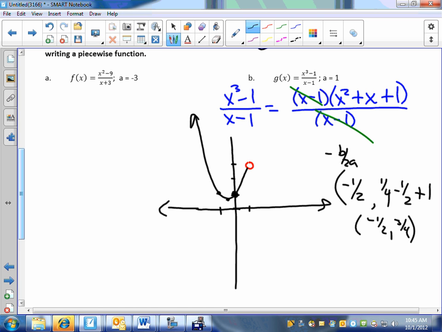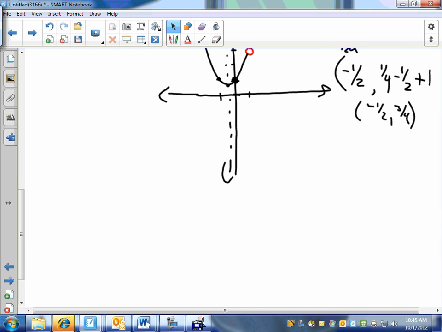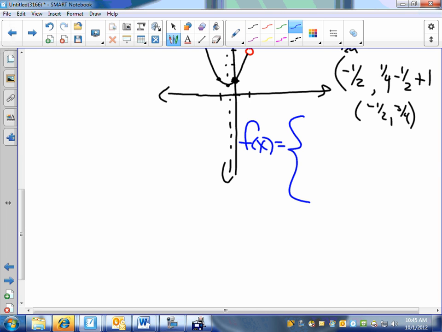This one? Well, I just use the axis of symmetry to plot the other point on the other side, right? Parabolas are symmetrical. This is all stuff we should remember. Okay. So that's what the graph looks like. It's a parabola where the vertex is at negative 1/2 and positive 3/4, and there is a hole at 1, 3. So if you wanted to write a piecewise function that would fill the discontinuity, you would write f of x is equal to what?